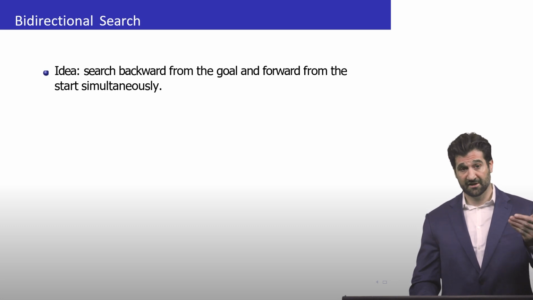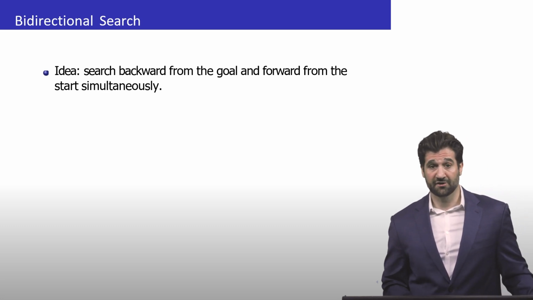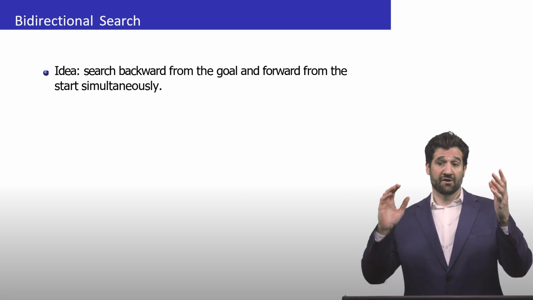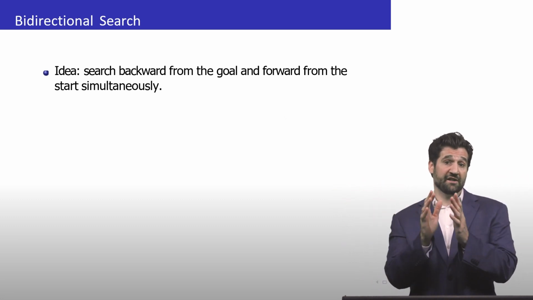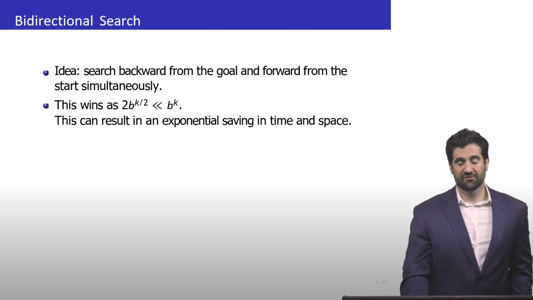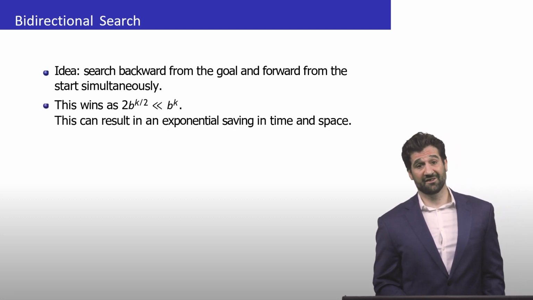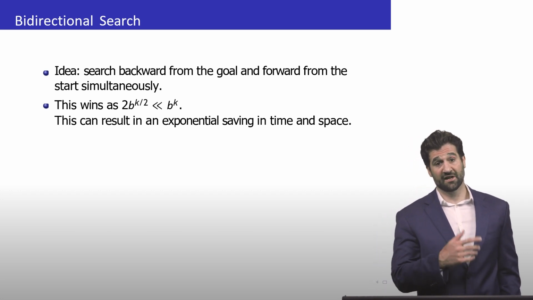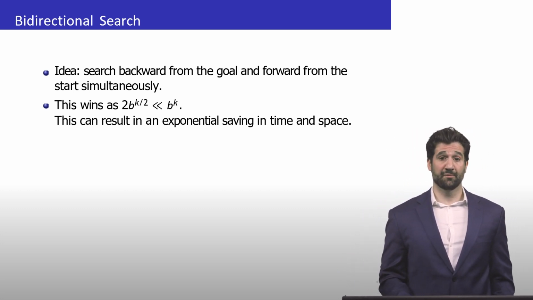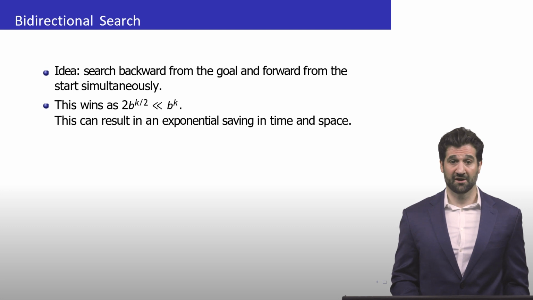Here's another idea that can be used to reduce time and space complexity. Why not do searches from the start node and the goal node simultaneously and have them meet in the middle? If you can figure out that meet in the middle part, you're going to cut that exponent in half, and now you just have this constant factor of 2 in front. So this is a really big savings in terms of time and space complexity. It's an exponential savings.